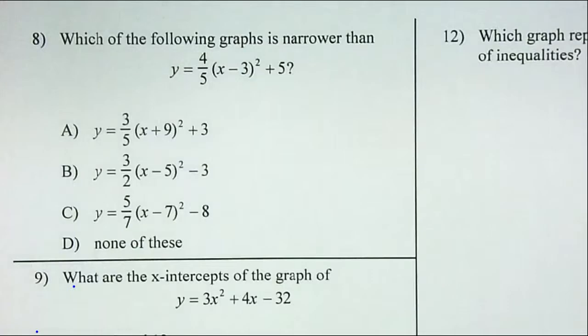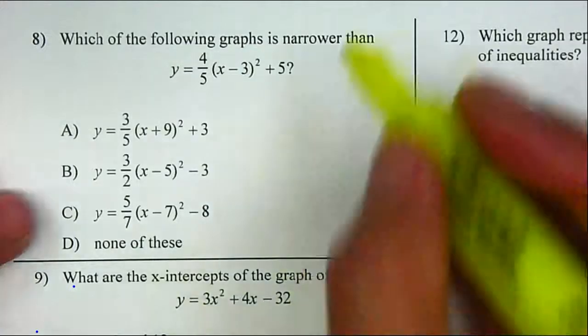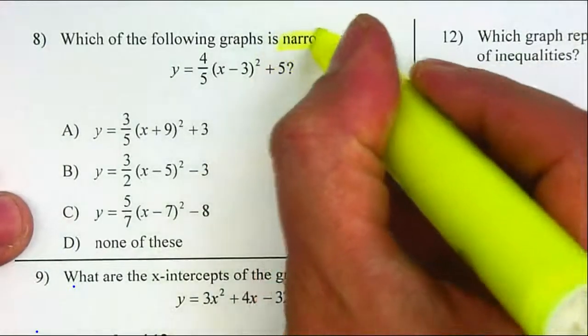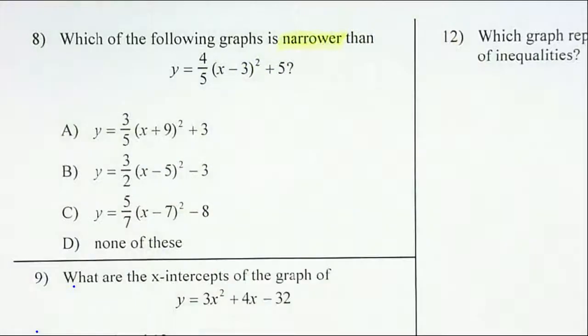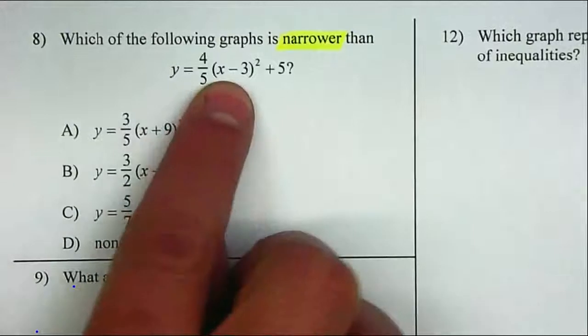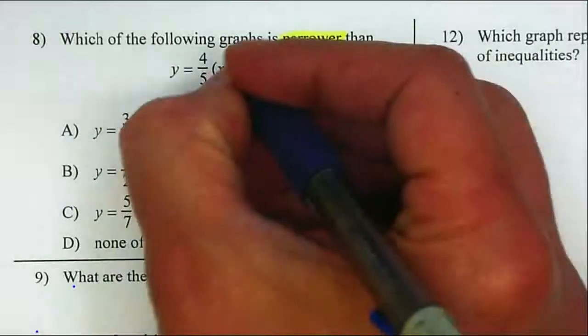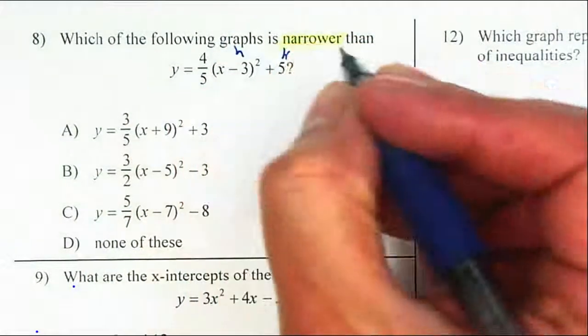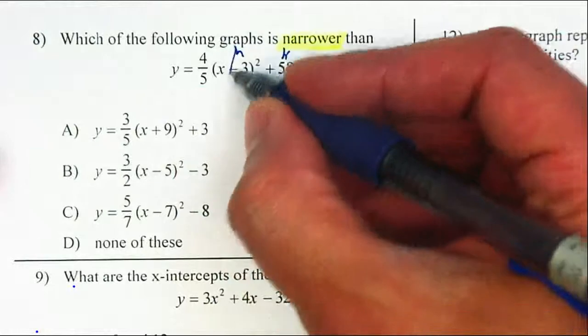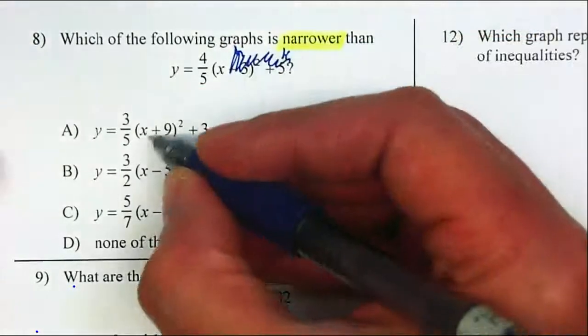Which of the following graphs is narrow? So we're looking for a graph that is narrow of the one that's given. Now, things that you need to remember is that the h and the k will give you the location of the graph. But in this case, the location of the graph does not matter for this question.